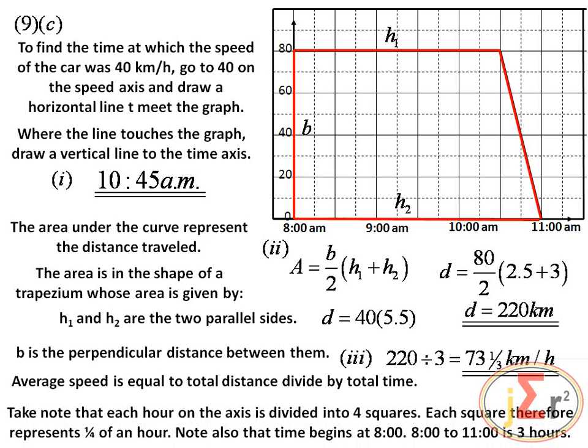Take note that each hour on the axis is divided into 4 squares, as we have mentioned before. Each square therefore represents a quarter of an hour. Note also that time begins at 8 a.m. and ends at 11 a.m. and that is a total of 3 hours.